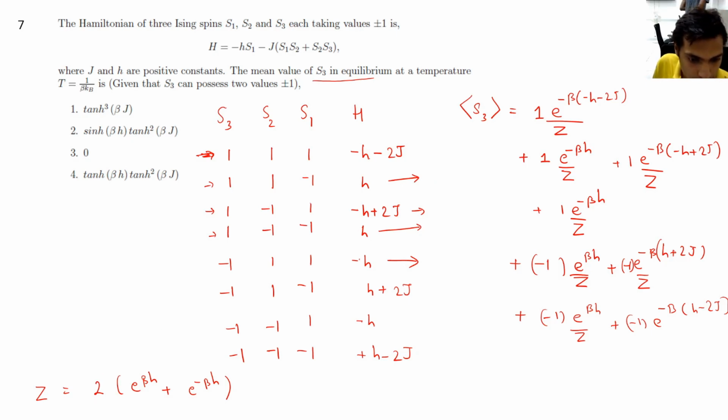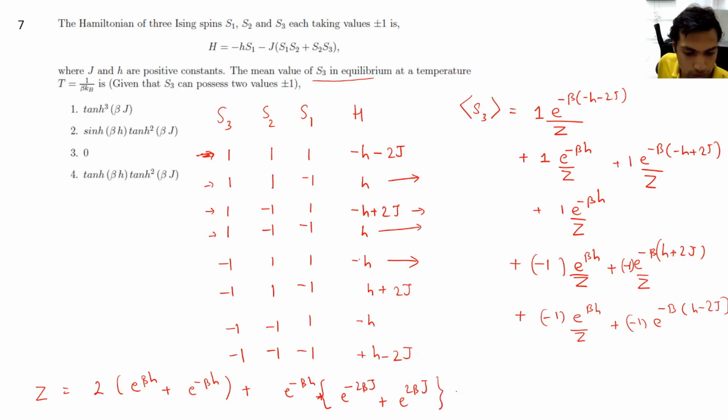Now we have to take e to the power minus beta h, so let us take these 2 terms plus e to the power minus beta h. If we take e to the power minus beta h common from here, what we have in the bracket is e to the power minus 2 beta J plus e to the power 2 beta J.